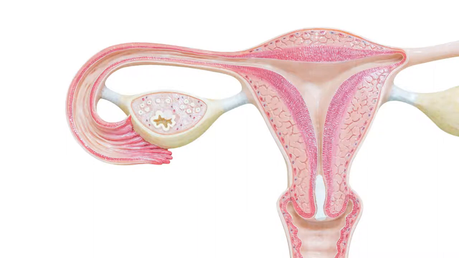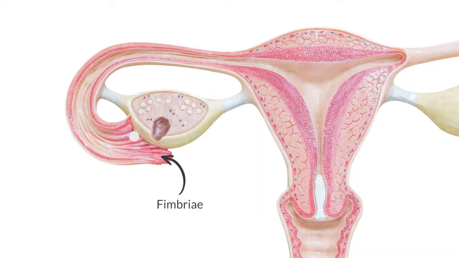Small finger-like protrusions at the end of the fallopian tube, called fimbriae, sweep across the burst follicle and pick up the egg. The egg is transported to the entrance of the fallopian tube, and once inside the walls of the fallopian tube, muscle contractions push the egg gently towards the uterus.